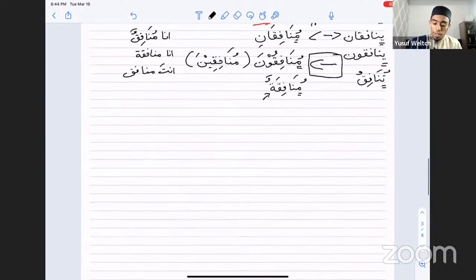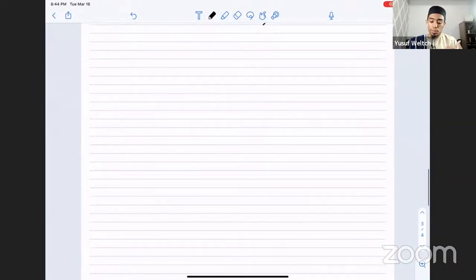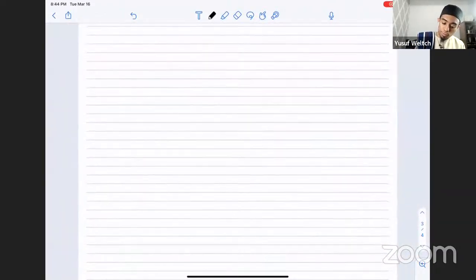So, the last thing I wanted to mention is what we're going to do as the next few classes continue: we want to really emphasize memorizing the verb charts.